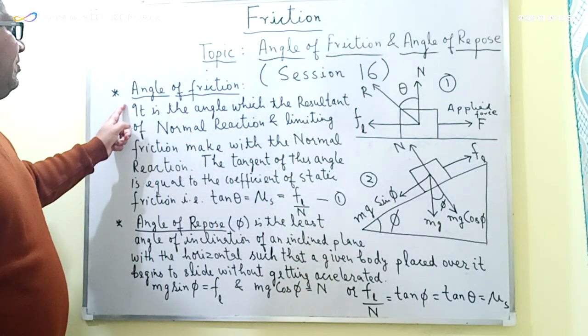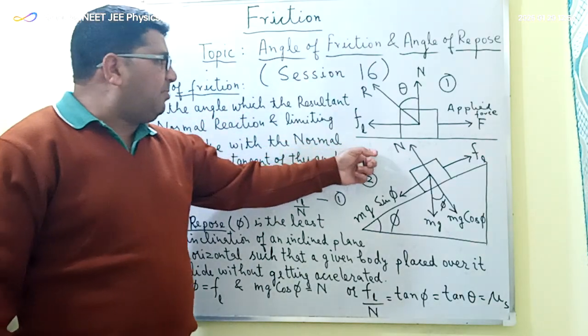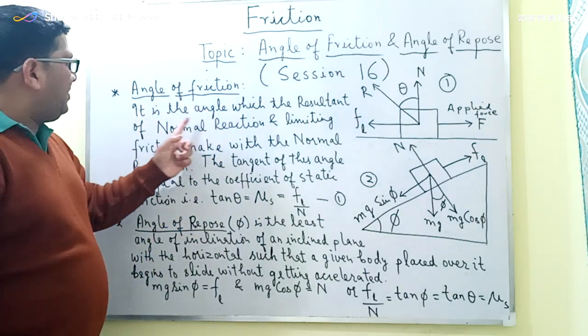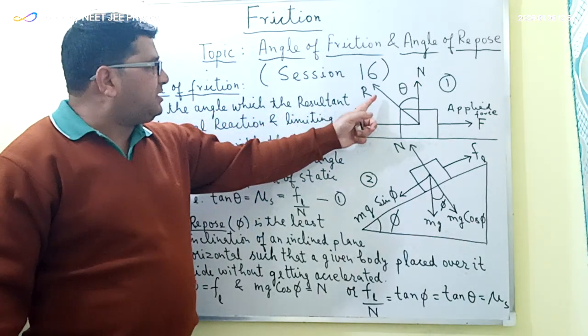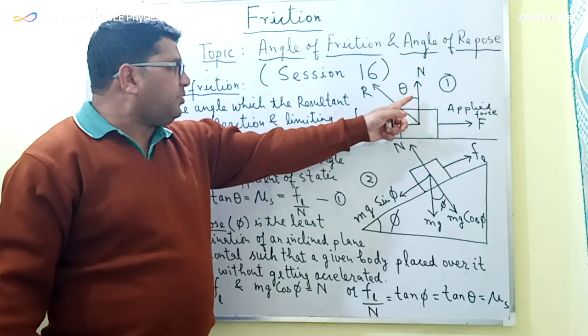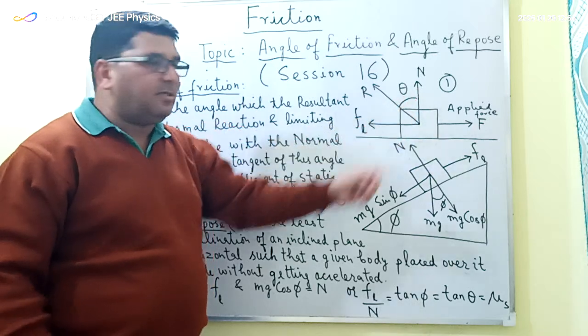Now first of all we will discuss the angle of friction, and diagram number 1 pertains to this topic. So the angle of friction is basically the angle which the resultant of the limiting friction and the normal reaction makes with the normal reaction.